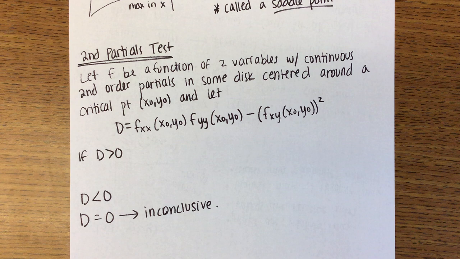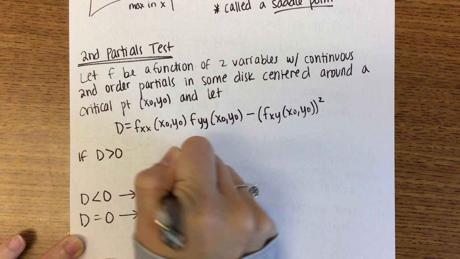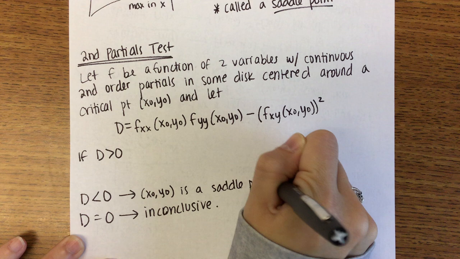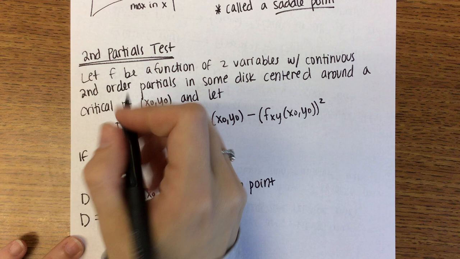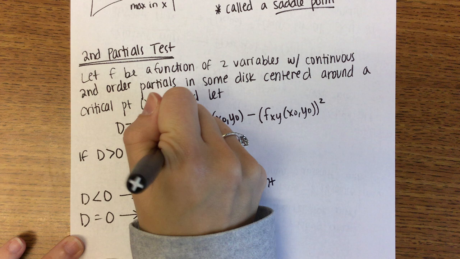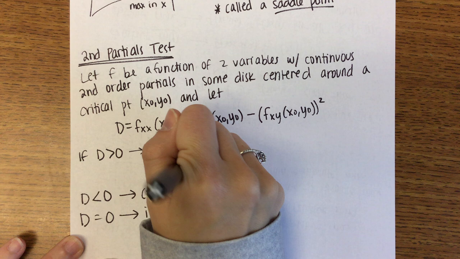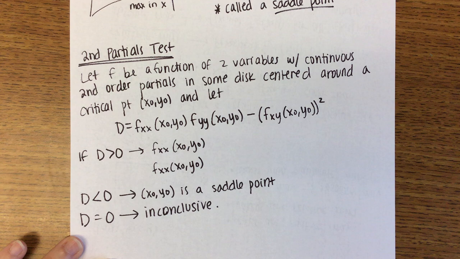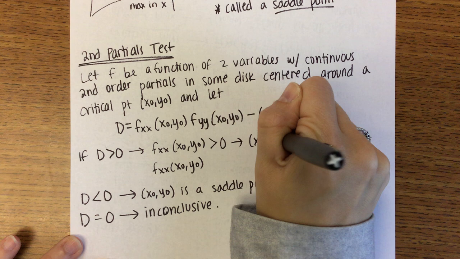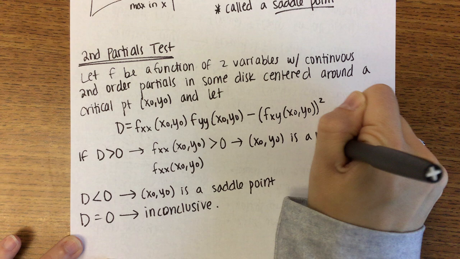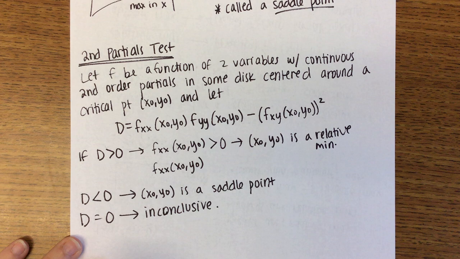In the case where D is less than 0, that means that your point x not y not is a saddle point. If D is greater than 0, you're going to have to specifically look at the second derivative with respect to x at your point. If the second derivative with respect to x is greater than 0, that tells you that your point x not y not is a relative min. And that should make sense. This is kind of like the idea of concave up. If you're concave up, you're a relative min. If your second derivative with respect to x at your point x not y not is less than 0, that tells you that your point is a relative max.